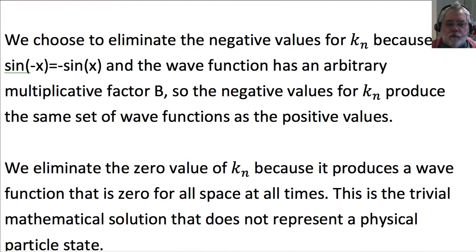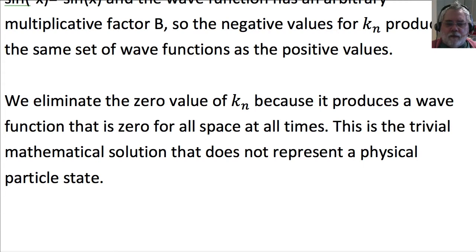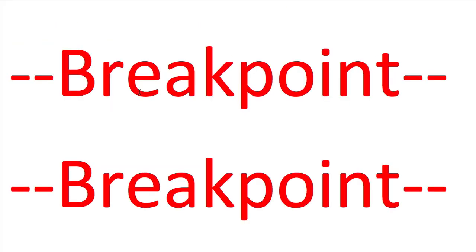We're also going to eliminate the zero value for k sub n because it produces a wave function that is zero for all space at all times. This is the trivial mathematical solution of the differential equation that does not represent a physical particle state. Probability would be zero, no particle in the state. So we can eliminate the zero value for k sub n. This is a possible time to take a break.